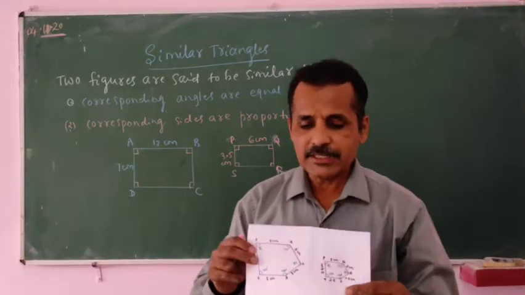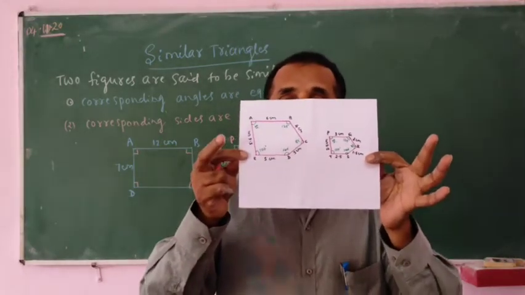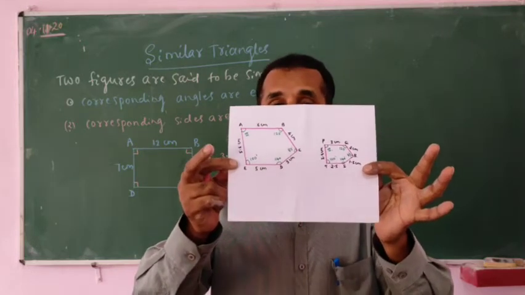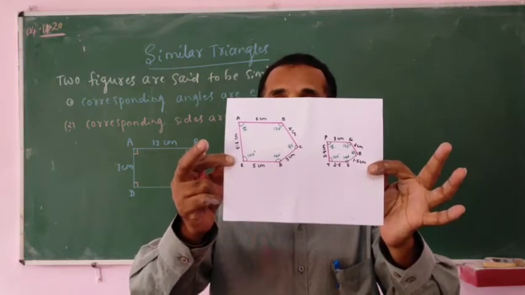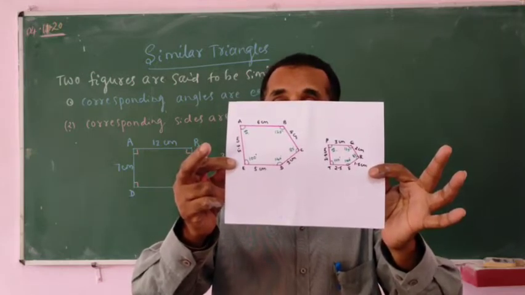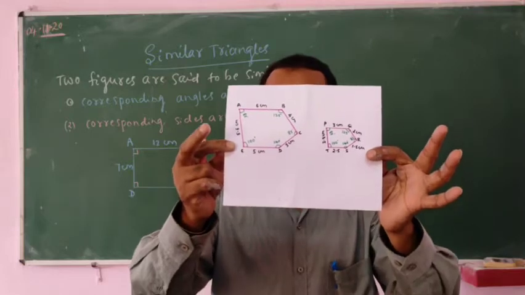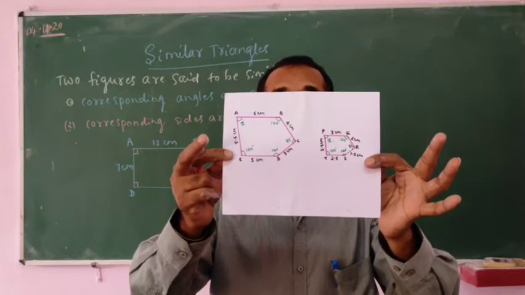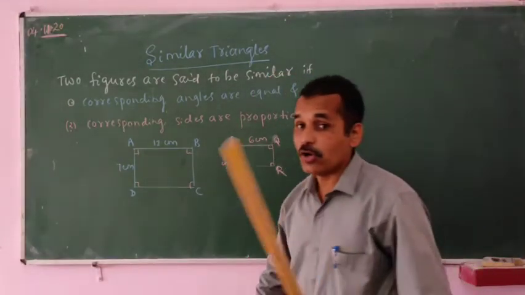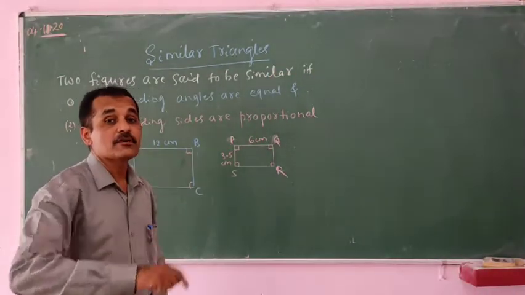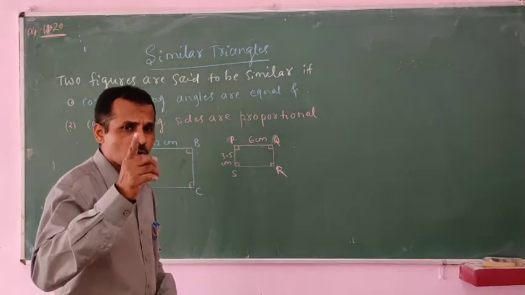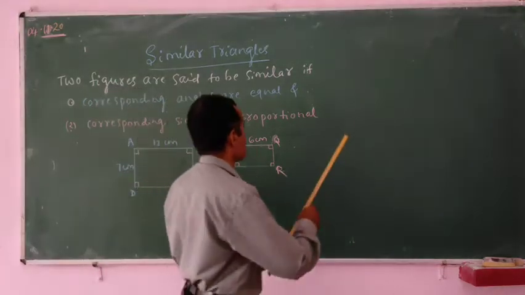You can see this figure once again. I can call these two figures definitely similar figures. You can see properly. All the corresponding angles are equal and the corresponding sides are proportional. When these two conditions are satisfied, then only you can call the two figures similar figures. Let me draw one more figure.